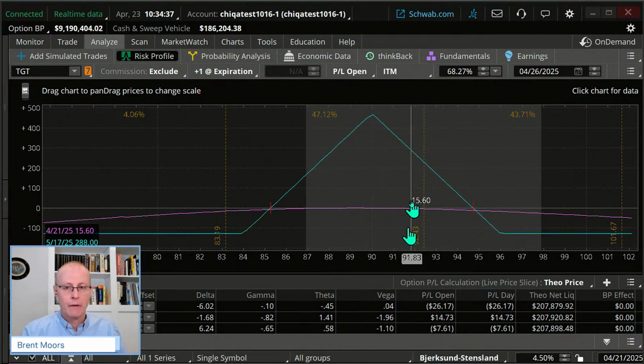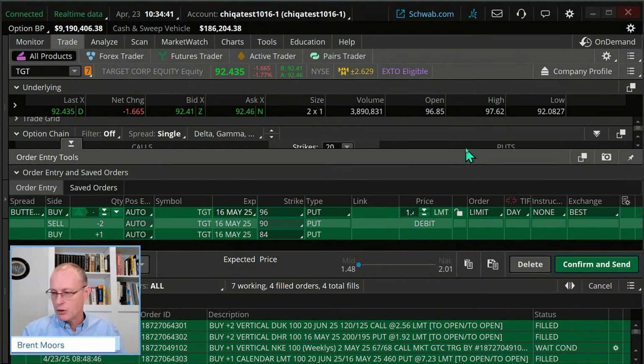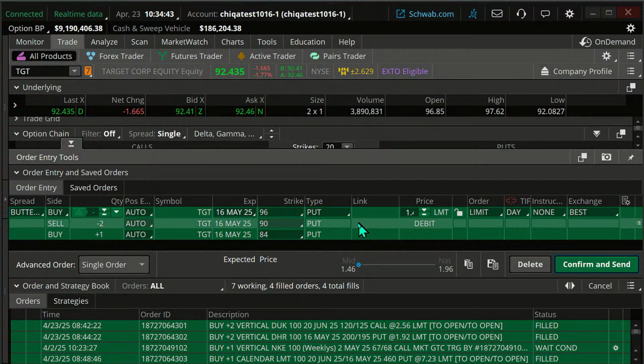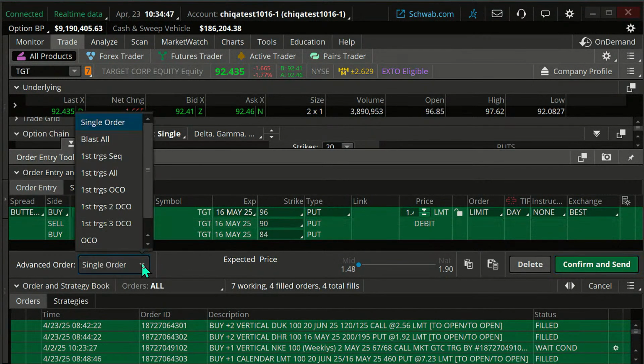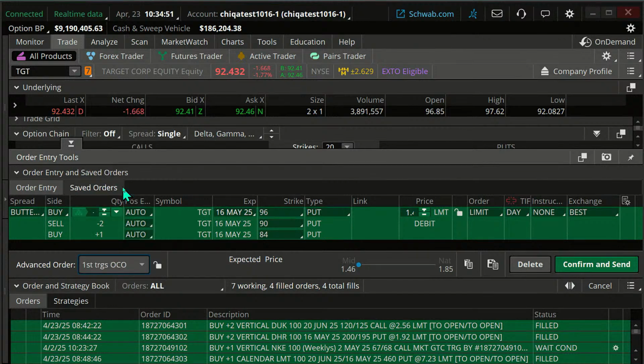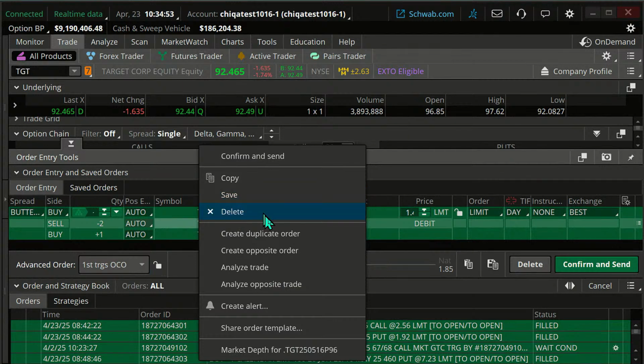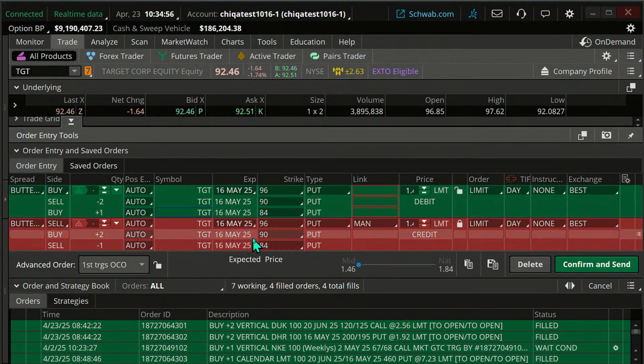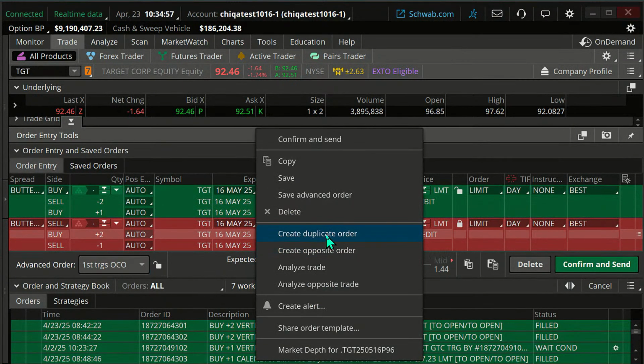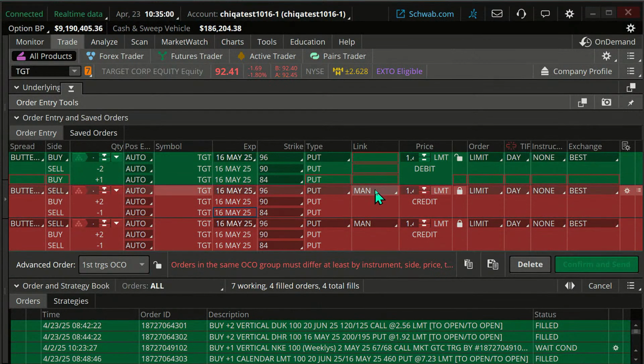Okay, let's go back here and do that trade, because I want to get to trade management in just a minute. But I'm going to put on an exit order on this. I'm going to do a first triggers OCO. I'm going to right click and create an opposite order. And I have two exits on this.